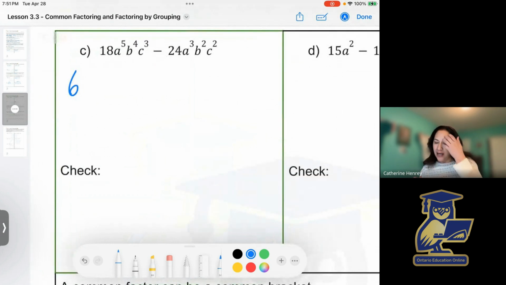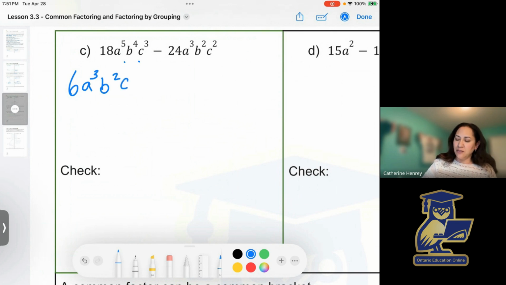If we take a look at the a's, it looks like out of the 2 terms, I can take a^3. That's the maximum number of a's that I can take out. As far as the b's go, 4 in the first term, 2 in the second. So it seems that I can only take out 2 b's, so b squared. And then similarly, c cubed is in the first and c squared is in the second. So it also seems like the biggest common factor I can take out of the c's is c squared.